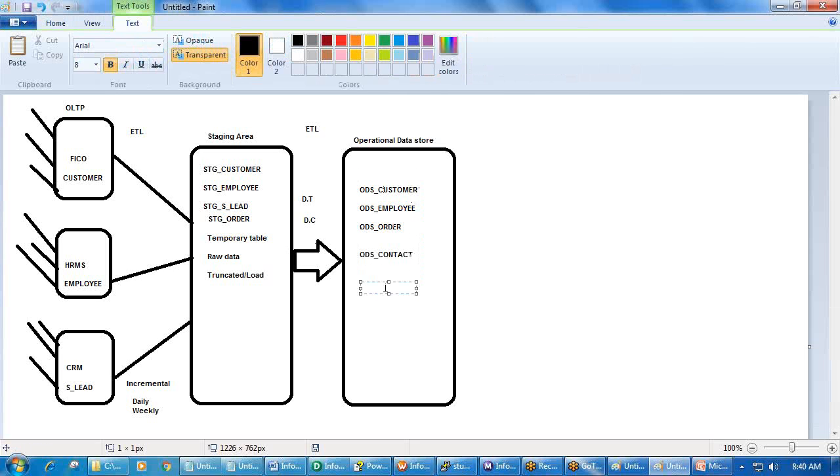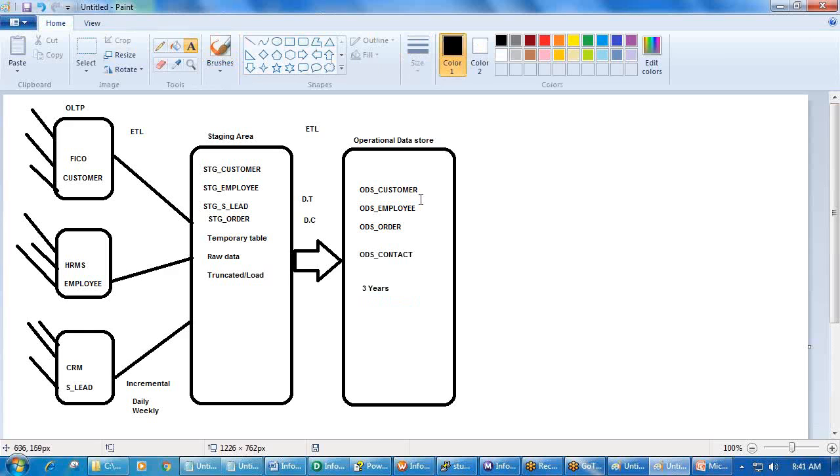See, in your operational data store, you'll have data for more than 2 years, 3 years, likewise. It'll keep on appending. We don't remove and load like a staging area. It'll be an appending mode, which means whenever there is a new record, we'll go and add it. So this data will be there for 3 years or 4 years. It depends upon the design. In most cases it will be about 3 years, when we design an operational data store.